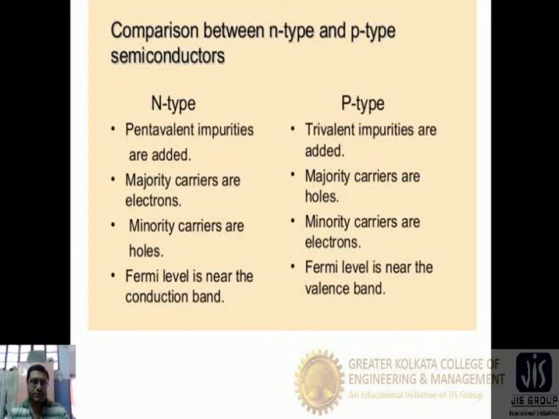For n-type semiconductors, pentavalent impurities are added. For p-type semiconductors, trivalent impurities are added. For n-type semiconductors, majority carriers are electrons. For p-type semiconductors, majority carriers are holes. For n-type semiconductors, the minority carriers are holes. For p-type semiconductors, the minority carriers are electrons. For n-type semiconductors, the Fermi level is near the conduction band, and for p-type semiconductors, the Fermi level is near the valence band.